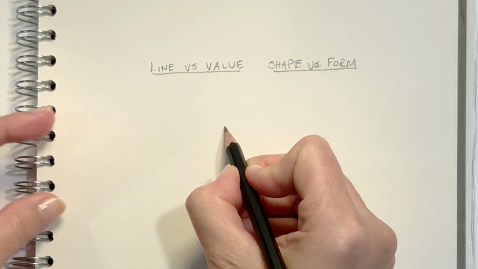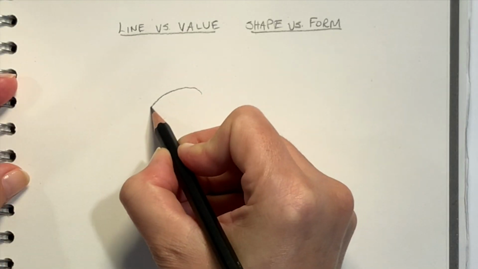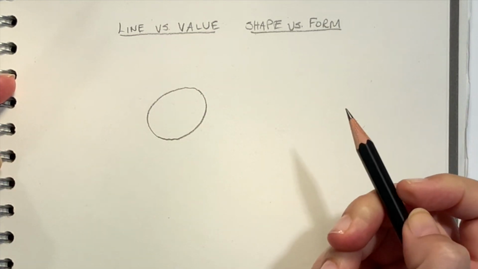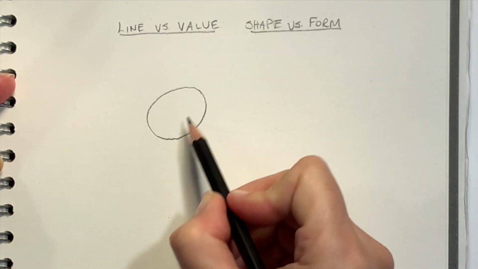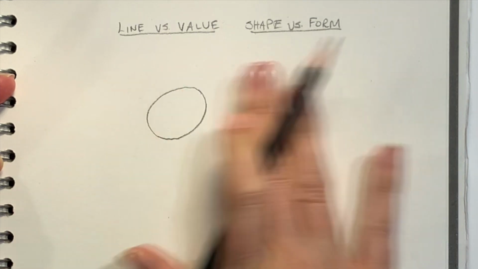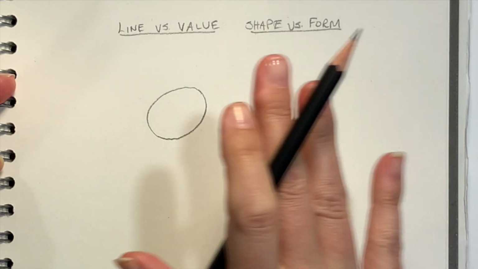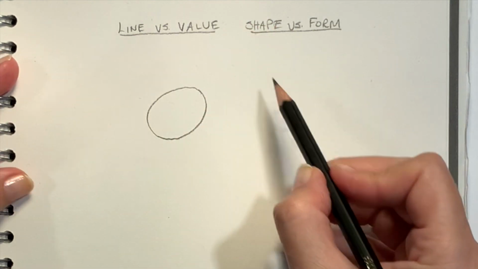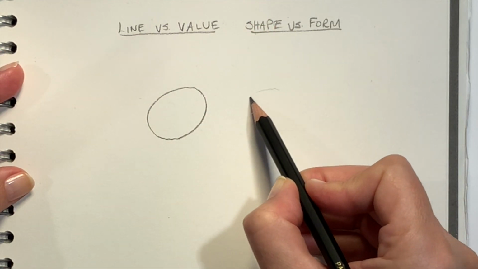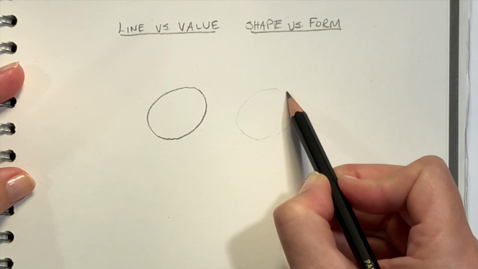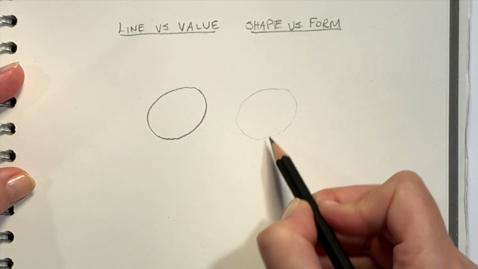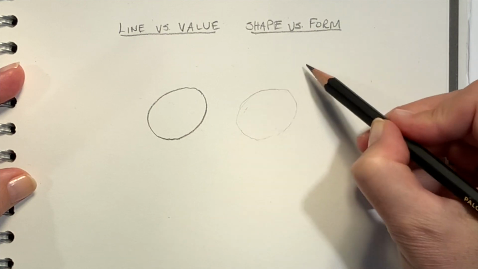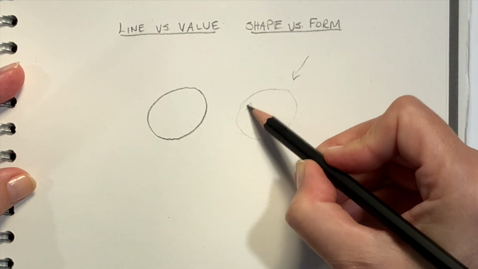So I'm going to draw an egg. That's an egg, but that's a shape. That is two dimensions on a two-dimensional surface. If I want it to look like the form of an egg, I have to approach this differently. I might do a light version of it just to figure out where I'm going, but I'm immediately going to come in with value. I'm going to immediately figure out where my light direction is, and I'm going to start shading it.